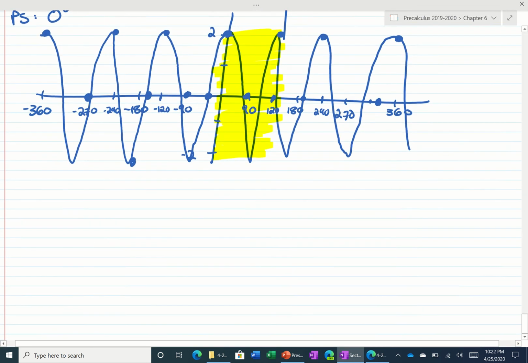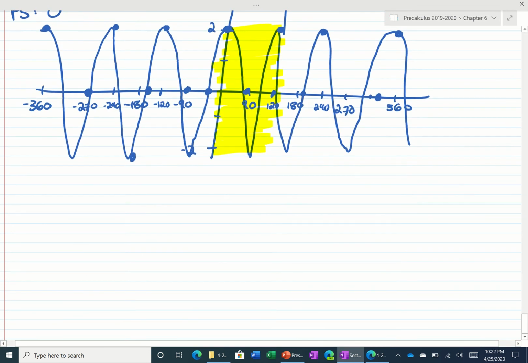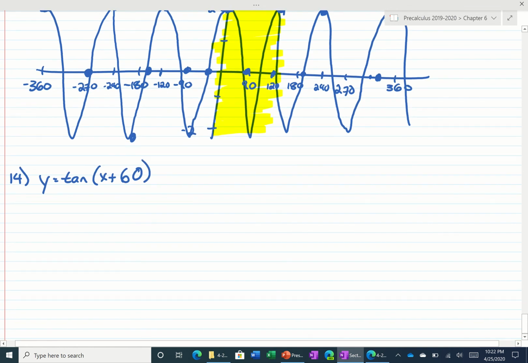All right, let's do the last graph here, number 14. It says y is equal to the tangent of x plus 60. Okay, so we'll do the same thing we always do. Amplitude is none. It's not sine or cosine. Period of tangent is 180. There's nothing in front of x. It looks like the phase shift is 60 degrees to the left.